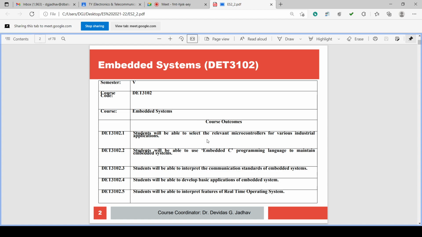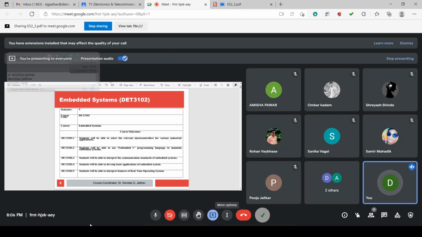Course outcomes: students will be able to select relevant microcontroller for various industrial applications. Students will be able to use embedded C programming language to maintain the embedded system. Students will be able to interpret the communication standards for embedded systems. Students will be able to develop basic applications for embedded systems. Students will be able to interpret features of real-time operating systems. Okay, so these are the course outcomes for embedded systems.